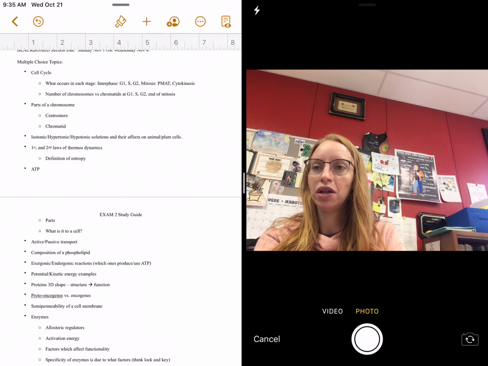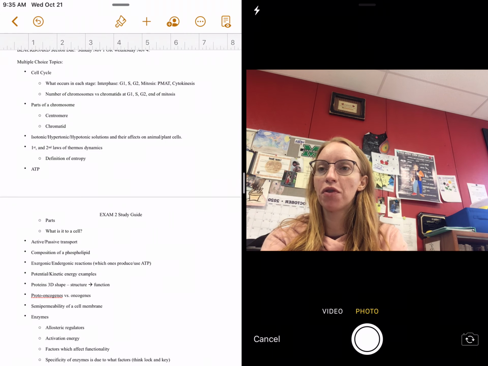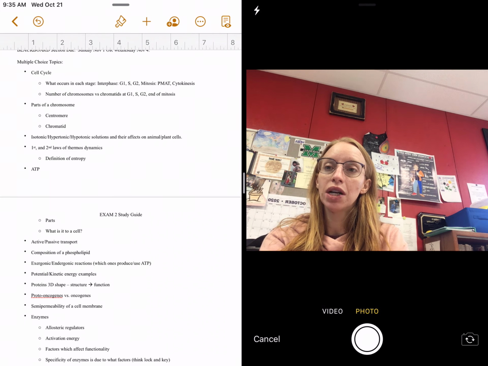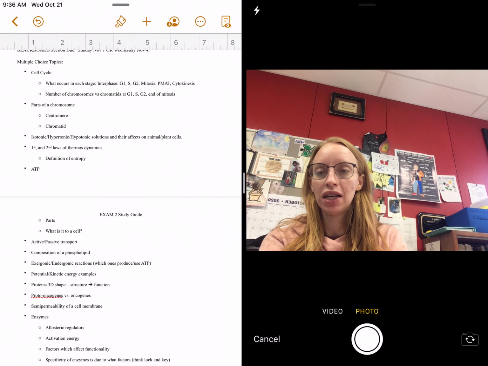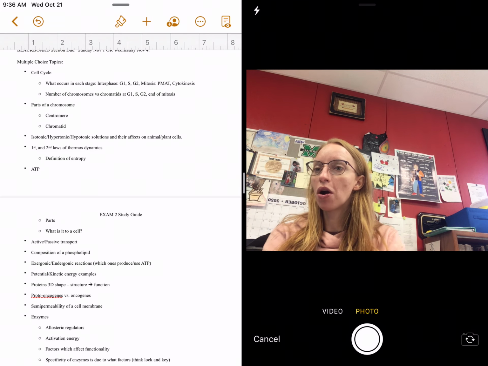So in G1, let's say you have a normal cell, n equals 10, so the number of chromosomes is 10. You start out with 10 chromosomes. In the S phase, you have 20 chromosomes with 10 sister chromatids. G2 is the same, and then at the end of mitosis, you would go back to having 10 chromosomes in each cell. So what are the parts of a chromosome?